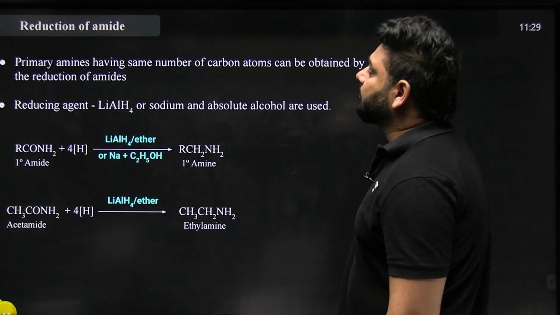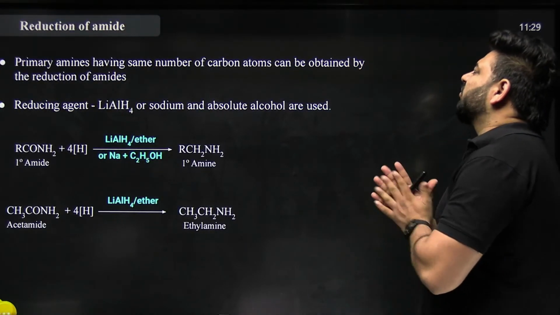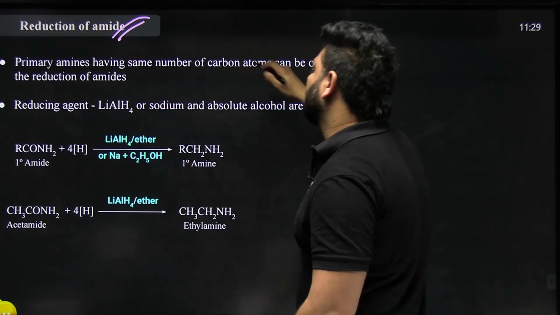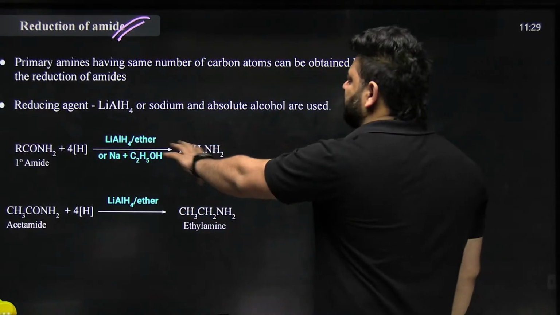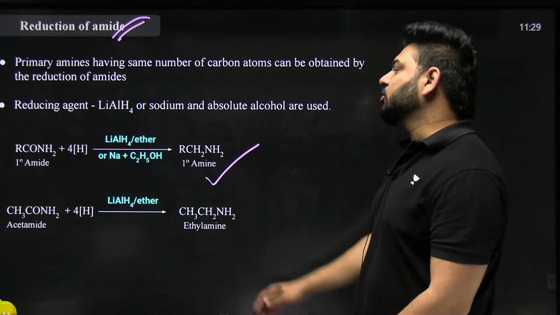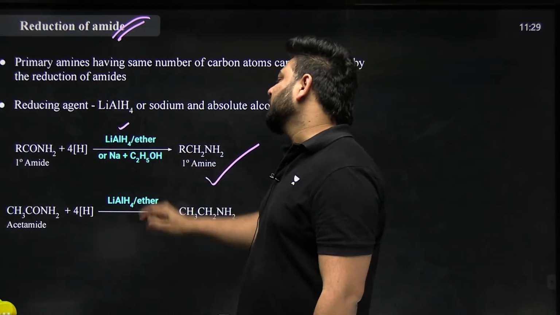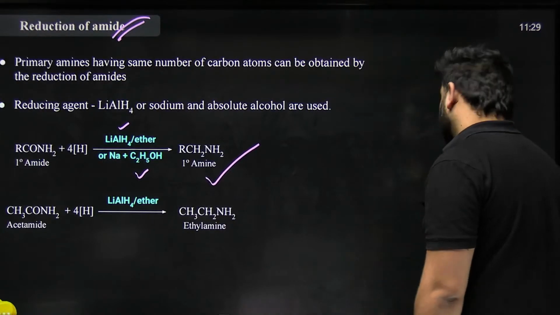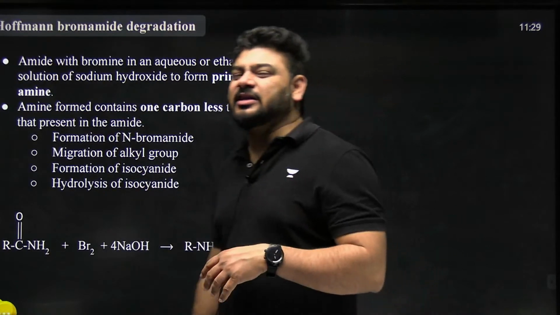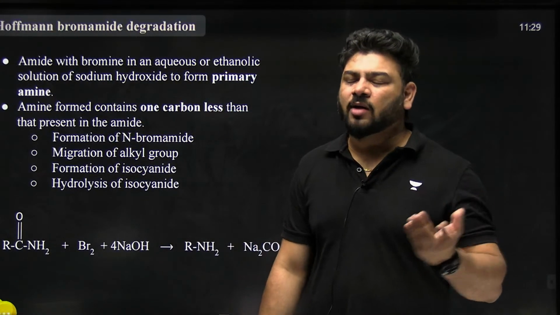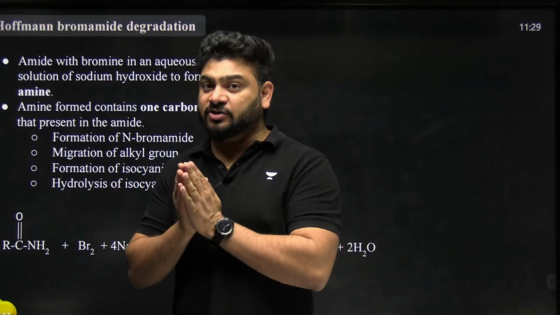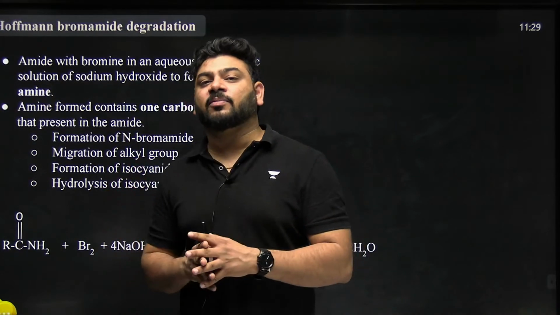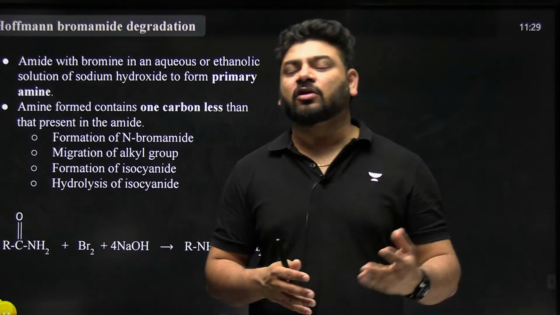Next, primary amines having the same number of carbon atoms can be obtained by reduction of amide. So reduction of amide is like RCONH2, it will become RCH2NH2. But the reagent you must know, it could be LiAlH4 in ether, or it could be sodium and C2H5OH. We also have covered these reactions previously in our aldehyde, ketone, carboxylic chapter. Those who have not covered this chapter, please do it. I literally think that was the most used chapter of entire chemistry, specifically talking about organic.